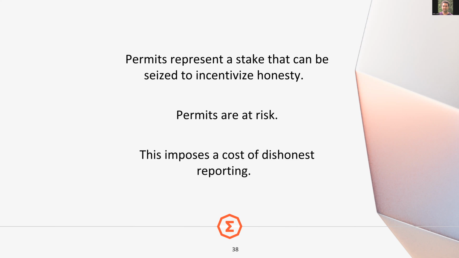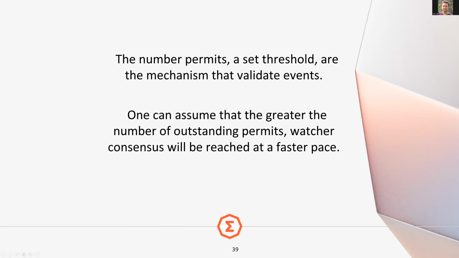And I guess we can assume that if there are fewer permits in circulation, the verification of events is going to take more time, because the number of outstanding permits can create some type of, let's call it, congestion. But it's also important to note that the cost here is actually a part of the security incentive for users. So that cost of dishonest reporting is going to be somewhat correlated, we can assume, to honesty.